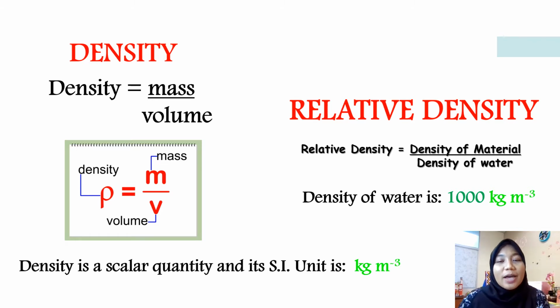After that, we have learned about the relative density, which is equal to the density of any material divided by the density of water, where the density of water is equal to 1000 kilogram per meter cubed.